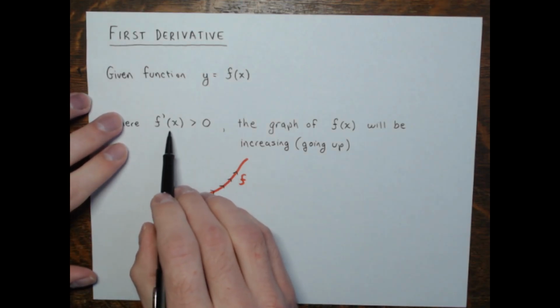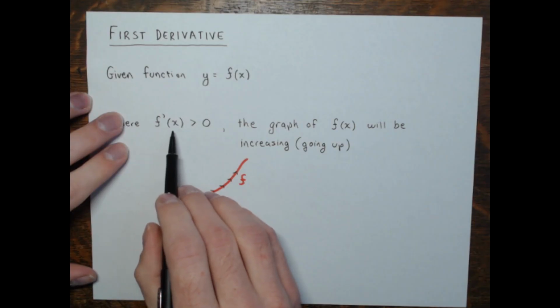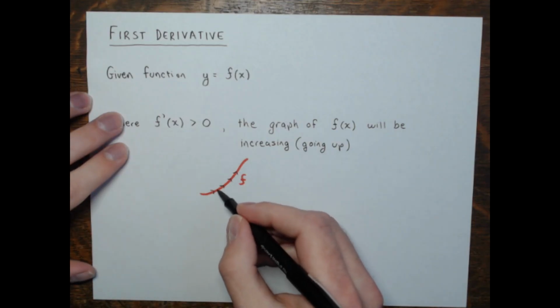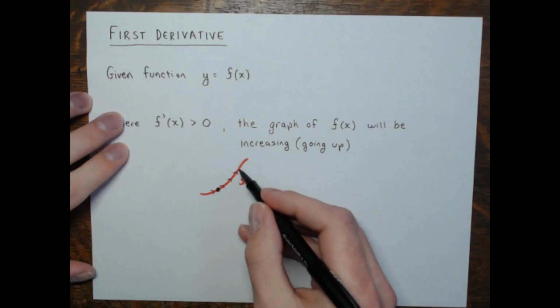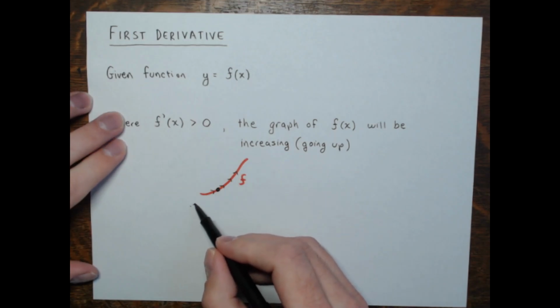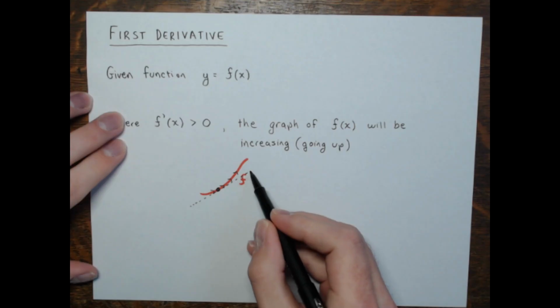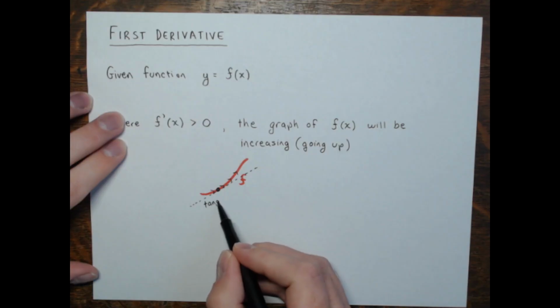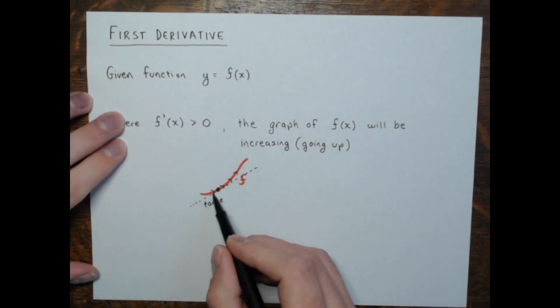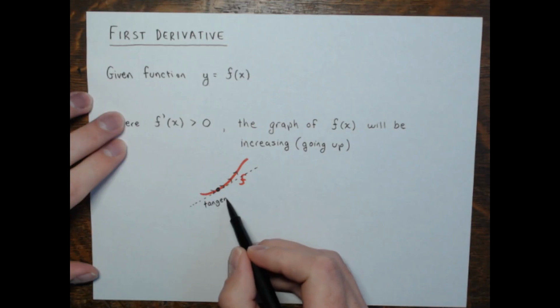So remember what the first derivative means. The first derivative tells you at any particular point. So if I were to take a point on this curve that's going up like this, remember the tangent lines have positive slopes on pieces of the graph that go up like this, that increase.